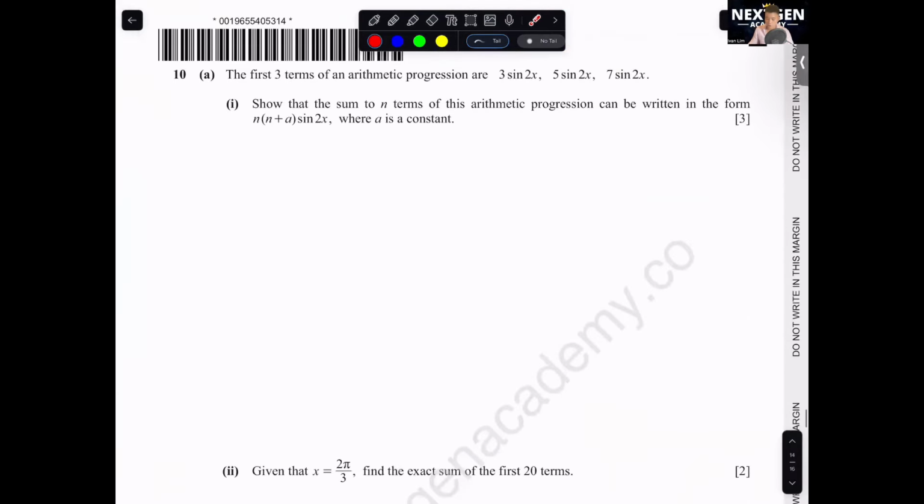Okay, let's go to question 10. The first 3 terms of an arithmetic progression are these 3 terms. Find the sum to n terms written in this form, where a is a constant. So, arithmetic progression sum. We need to find our d value and our a value. A is already the first term, so 3 sine 2x. D is the next term minus the previous term. So I'll take the second term minus the first term. We will get 2 sine 2x.